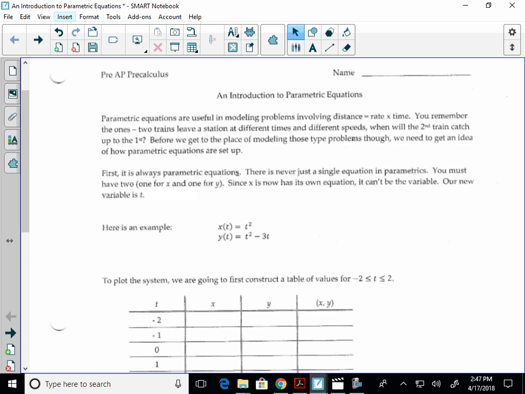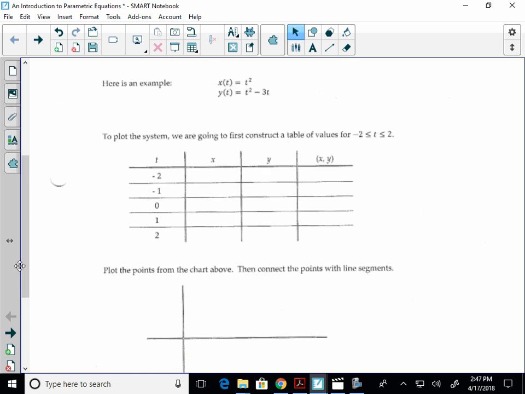So to begin with, parametric equations, we're not dealing with x's anymore for our variables. We are now dealing with t's. We use t's for the variables, and we call t the parameter. These right here, x of t equals t squared and y of t equals t squared minus 3t, those are parametric equations. Every time you do parametrics, you have two equations for one. You don't just have one equation, we have two to make our graph work.